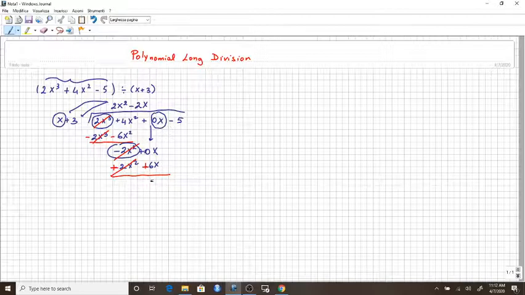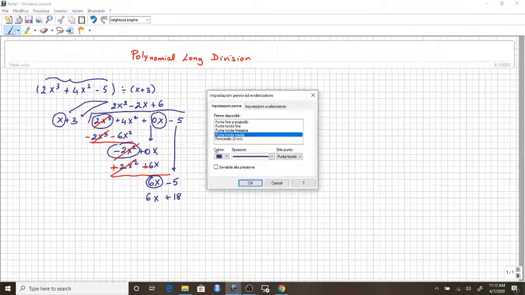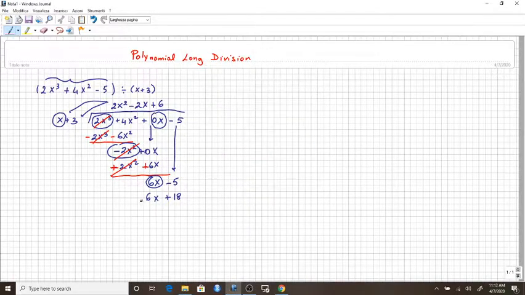So 0x plus 6x add up to 6x, and we can still divide, so we bring down the negative 5. 6x compared to x, if we divide we get a 6, and then 6 times x again is 6x, and 6 times 3 is 18, so plus 18. We change the sign, so this is negative, and this positive now becomes a negative, and we combine the terms.